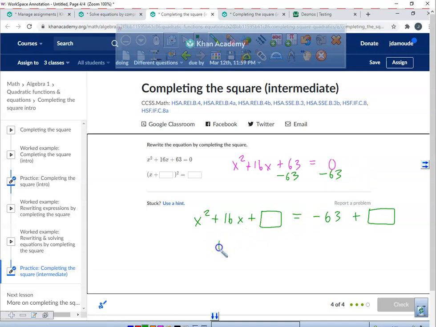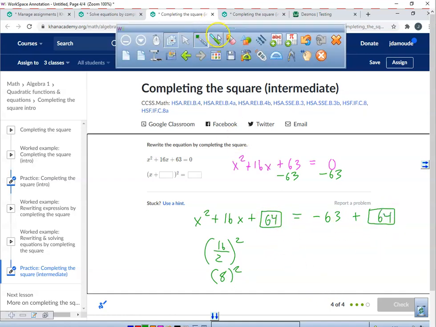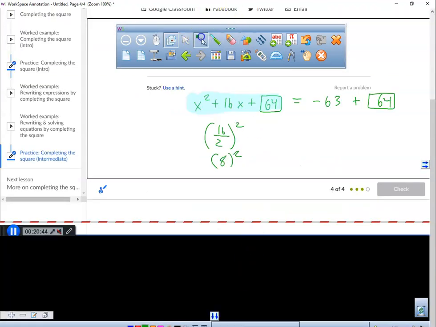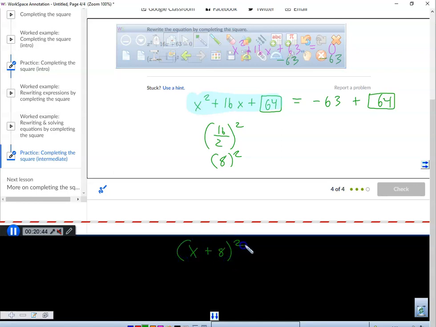All right. So once again, I'm going to take that 16, take half of it, and square it. Well, what's half of him? Half of him is 8. 8 squared is 64. So I put a 64 on both sides. At this point, hopefully you guys know how to factor this. Right here, it's going to be super easy to factor. He becomes x plus 8 squared, and negative 63 plus 64 equals the number 1. And there's my answer right there. Just so you know how I get the 1, I added those together and I got 1.